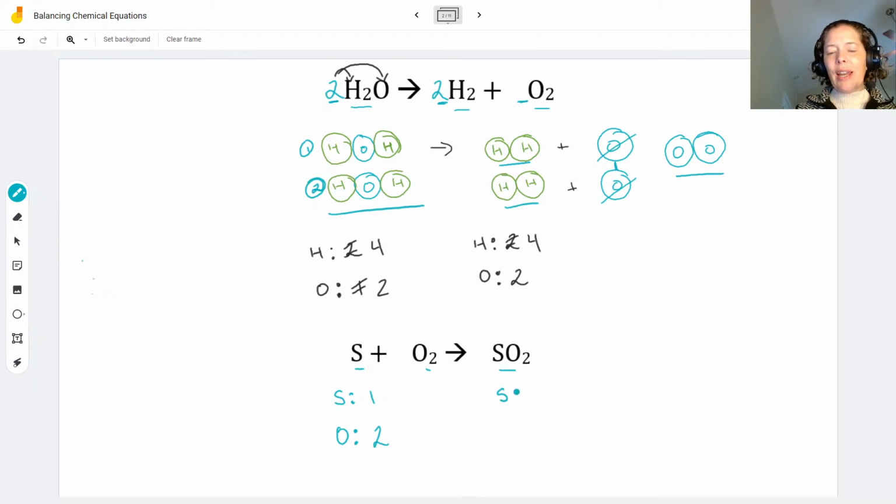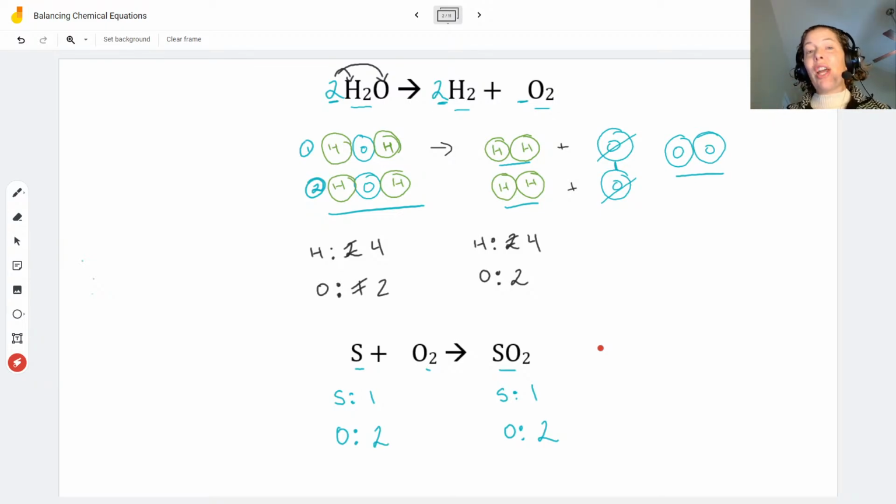And on my product side, I also have sulfur and oxygen. And if I count them up, I have 1 sulfur atom and 2 oxygen atoms. So this is kind of the situation that we're always hoping for. You can see my sulfur atoms are balanced and my oxygen atoms are balanced. This equation is already balanced. It is a 1-to-1 stoichiometric ratio between the reactants and the products.